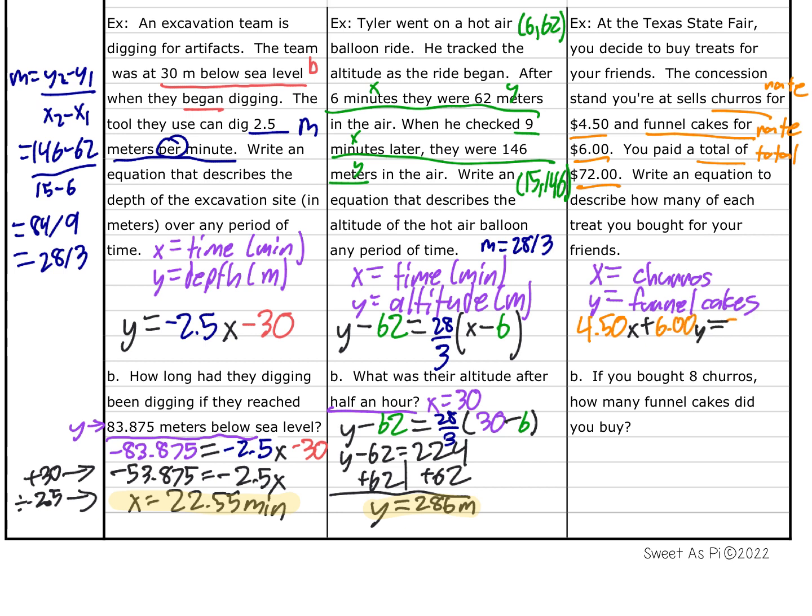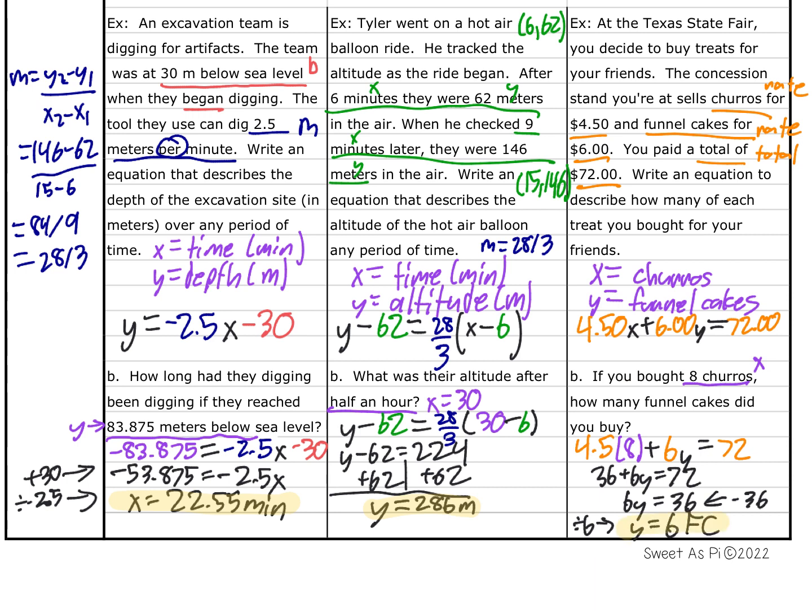If you bought 8 churros, how many funnel cakes did you buy? Well, since churros is x, we're going to replace x with 8, and we get 4.50 times 8 plus 6y equals 72. Let's do the multiplication to get 36 plus 6y is 72. Then we solve for y. We move 36 to the other side by subtracting 36 from each. And then we get rid of the 6 coefficient by dividing by 6. And we are left with y equals 6 funnel cakes.